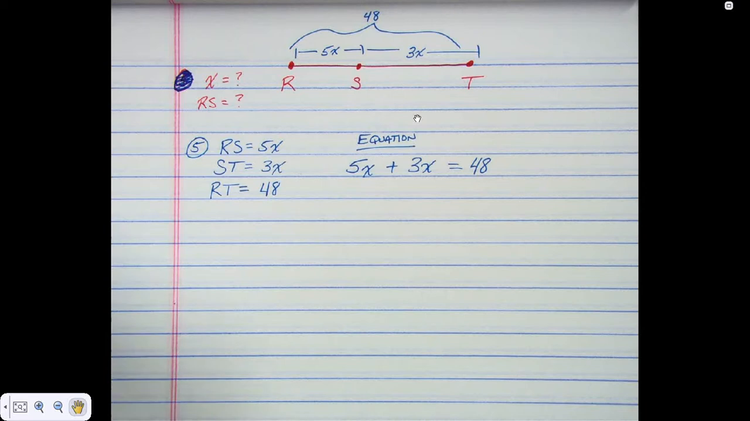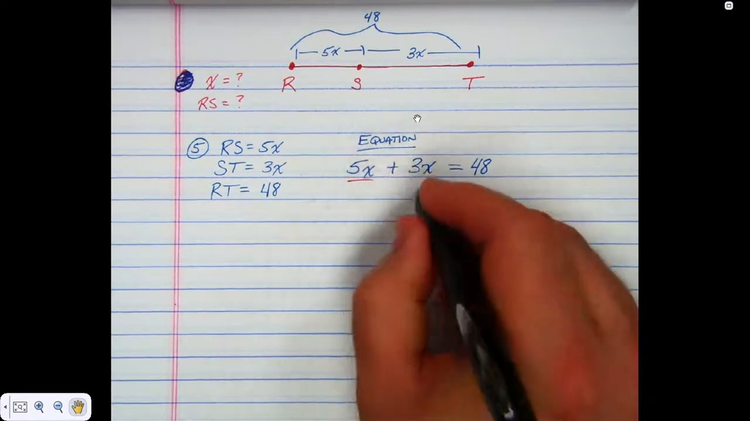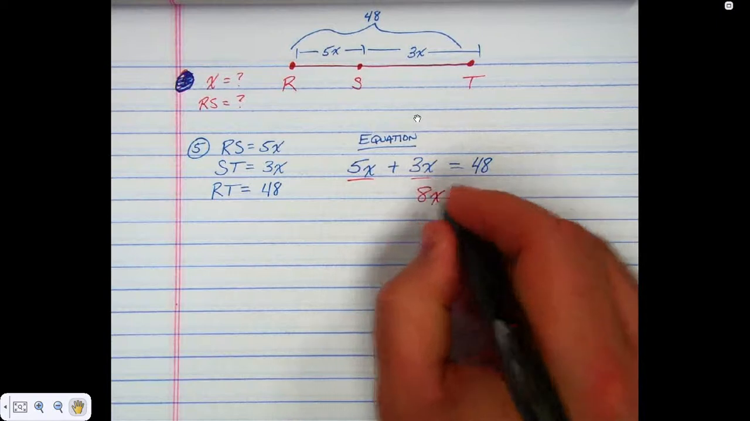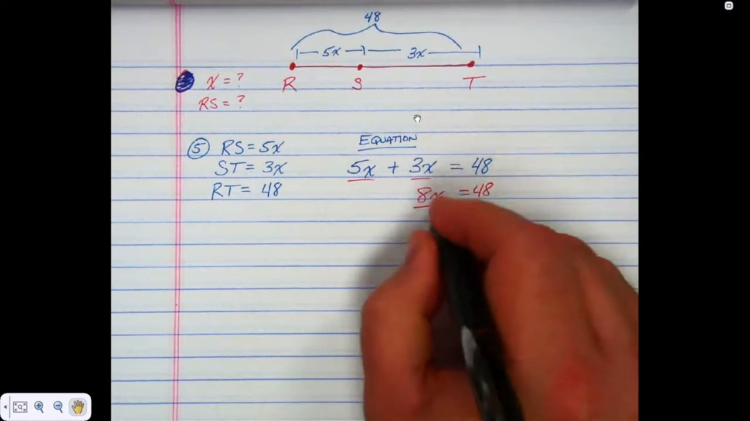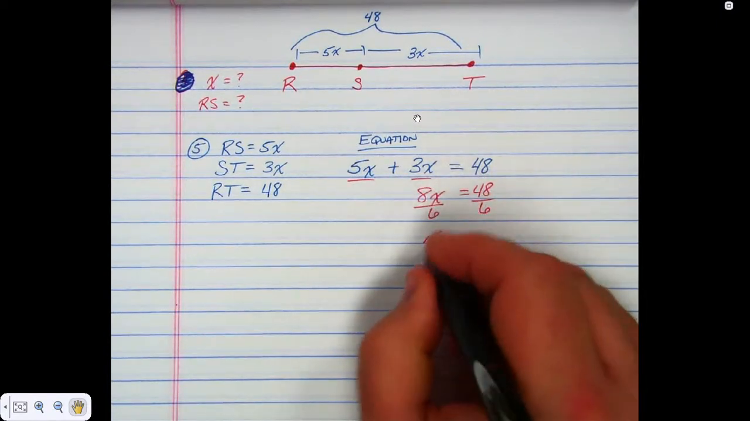At this point, like I said, the rest of it's a what kind of problem? Algebra. Combine your like terms, solve for x. 8x is equal to 48. Divide both sides by 8. x is equal to? 6.